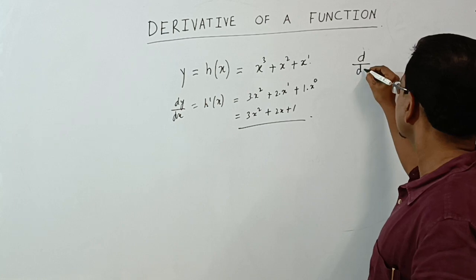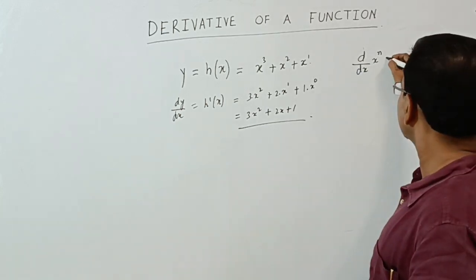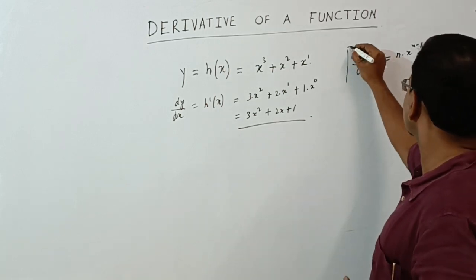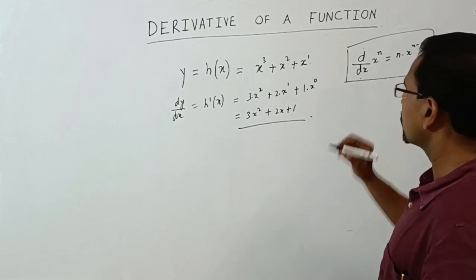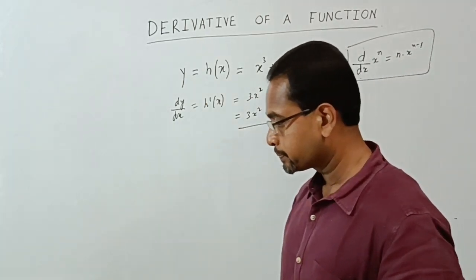The general format is the differentiation of x to the power of n. The differentiation of x to the power of n is n times x to the power of n minus 1. So this is the general form which we are going to use in all this. Let's have a few more examples.